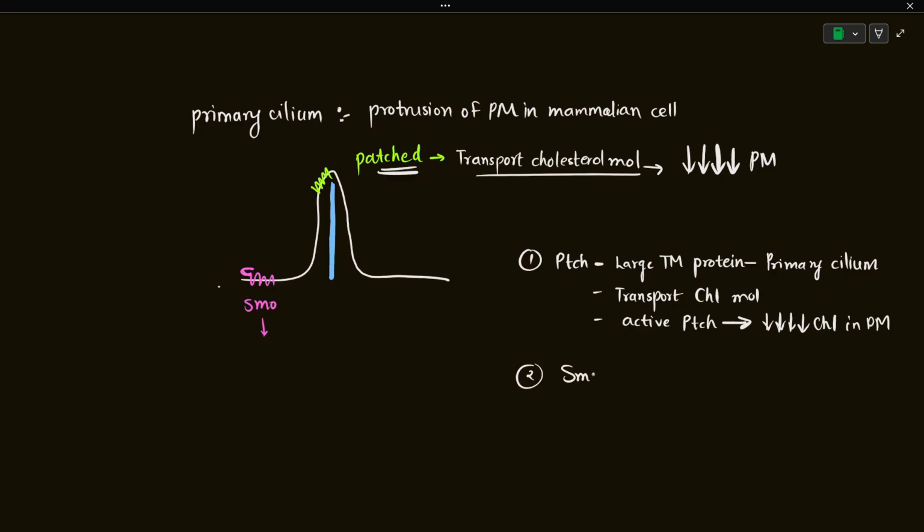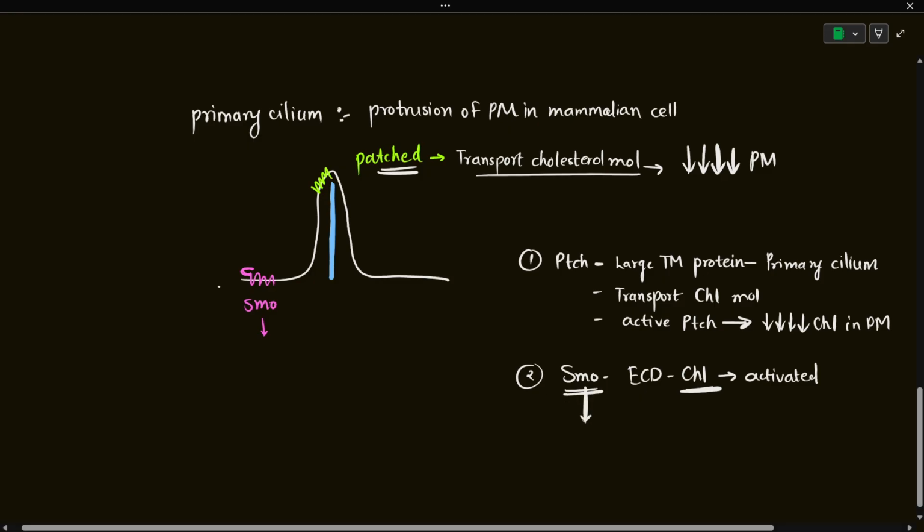Whereas the smoothened receptor, which is not present over the primary cilium, is present over the cell membrane part which is not a part of the primary cilium, when the patched receptor is active. This smoothened receptor has an extracellular domain which can bind to cholesterol, and the binding of cholesterol to the extracellular domain of the smoothened receptor is going to activate it. Which means this cholesterol binding activates the smoothened receptor. So this smoothened receptor is a 7-pass transmembrane protein, which resembles the frizzled receptor.